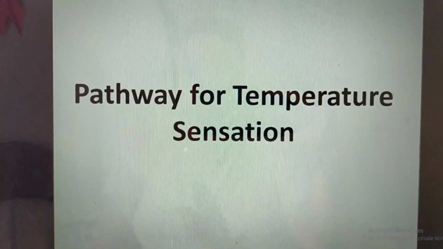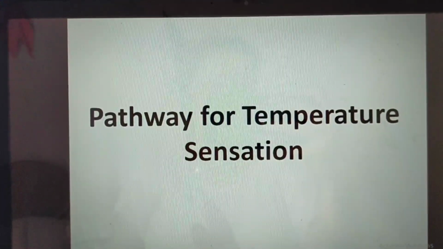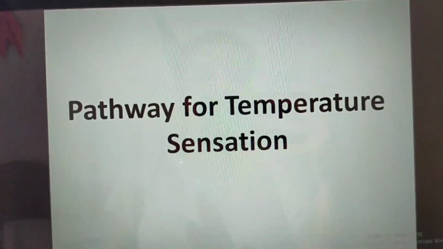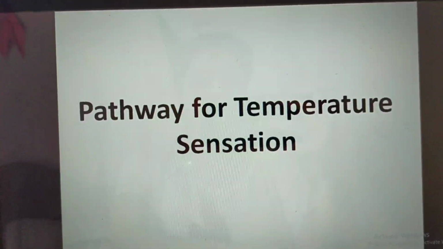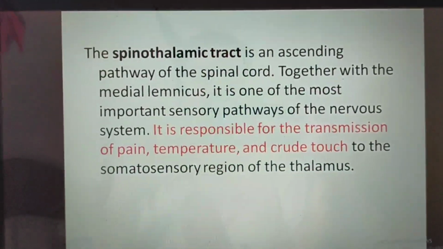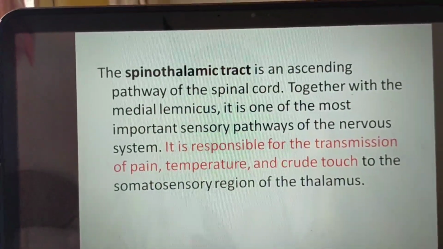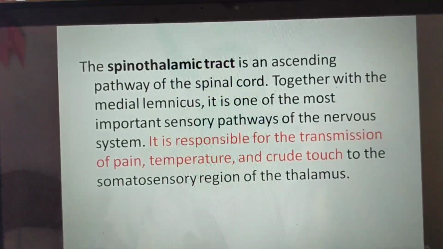Hi everyone. In our last lecture we learned about the physiology of temperature regulation, and today we are going to talk about the pathway for temperature sensation. To learn the pathway for temperature sensation, we should first have an idea about the spinothalamic tract.